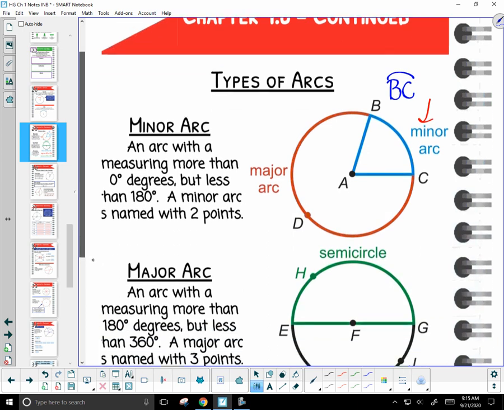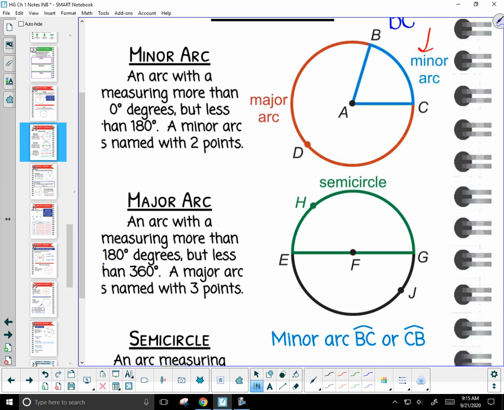A major arc is going to measure more than 180, but less than 360. That's up here in the red, the major arc. We name the major arc using 3 points: where it starts, another point along the way, and where it ends. So that red arc will be called arc BDC, or I can reverse that and call it CDB. Minor arcs, you have to have 2 points. Major arcs, you have to have 3 points. It's like a road map. It tells you where to start, what to hit next, and where to end.